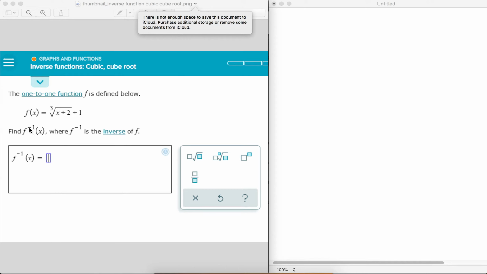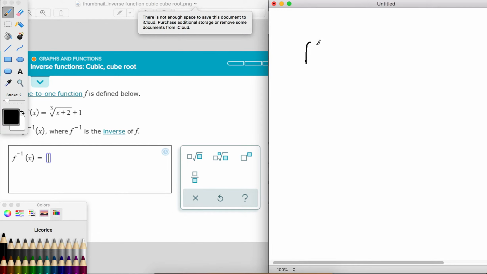Okay, so f inverse of x looks like it's to the negative first power, but it's not. That's shorthand for the inverse of x. So we're supposed to find the inverse of this function. So let's write down the function. The inverse just means the domain and the range have switched roles. Okay, x plus 2 plus a 1 out here.